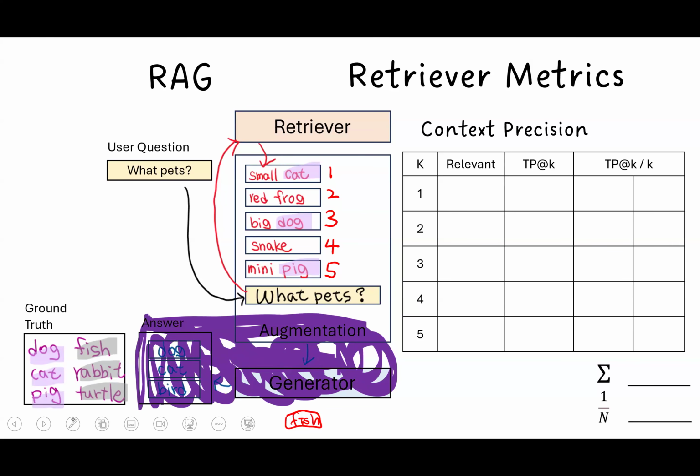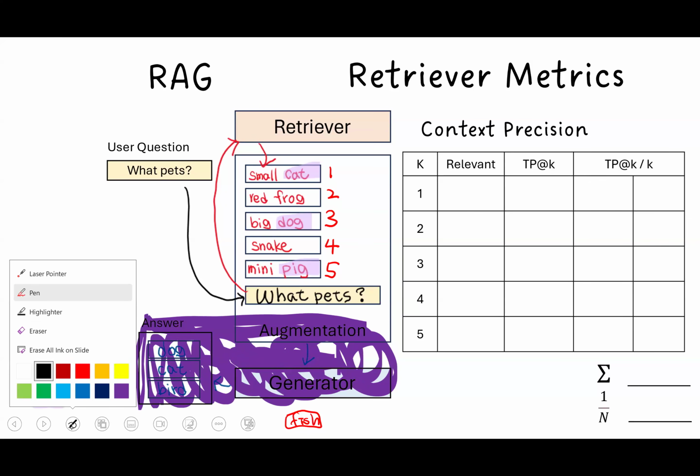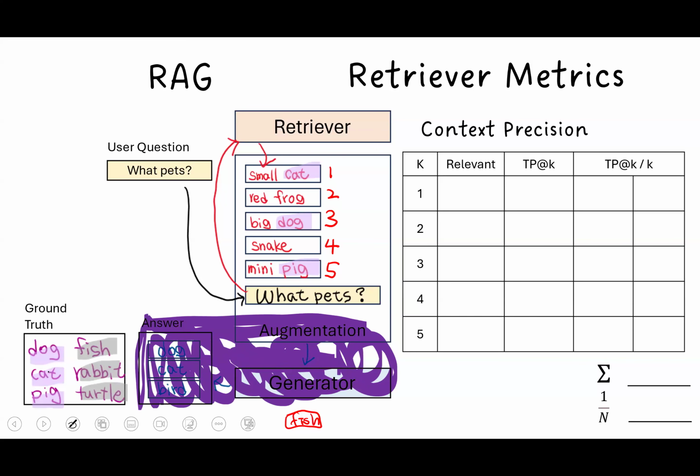Now let me bring my pen so I could fill in the equation. This is probably the most complicated math you'll get to see before I do solve you today. So relevant. Let's think about K equals 1, 2, 3, 4, 5. The first one in the context, is it relevant or not? So 1 is relevant, but 2, frog, is not relevant, 0. 3 is relevant, 4 is not relevant, and 5, pig, is relevant.